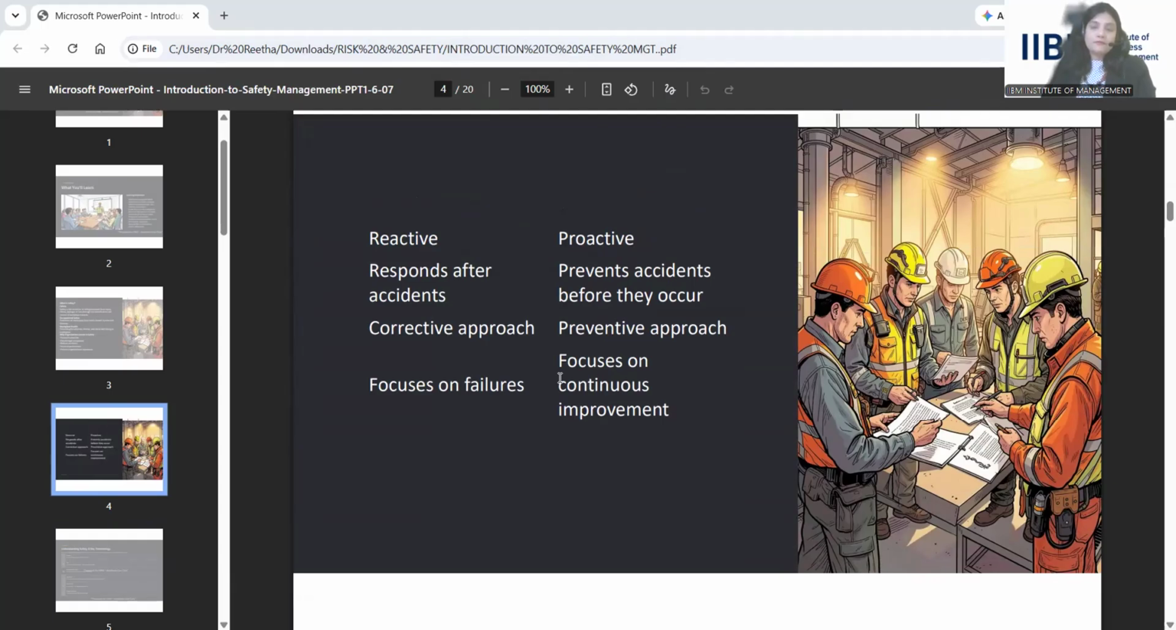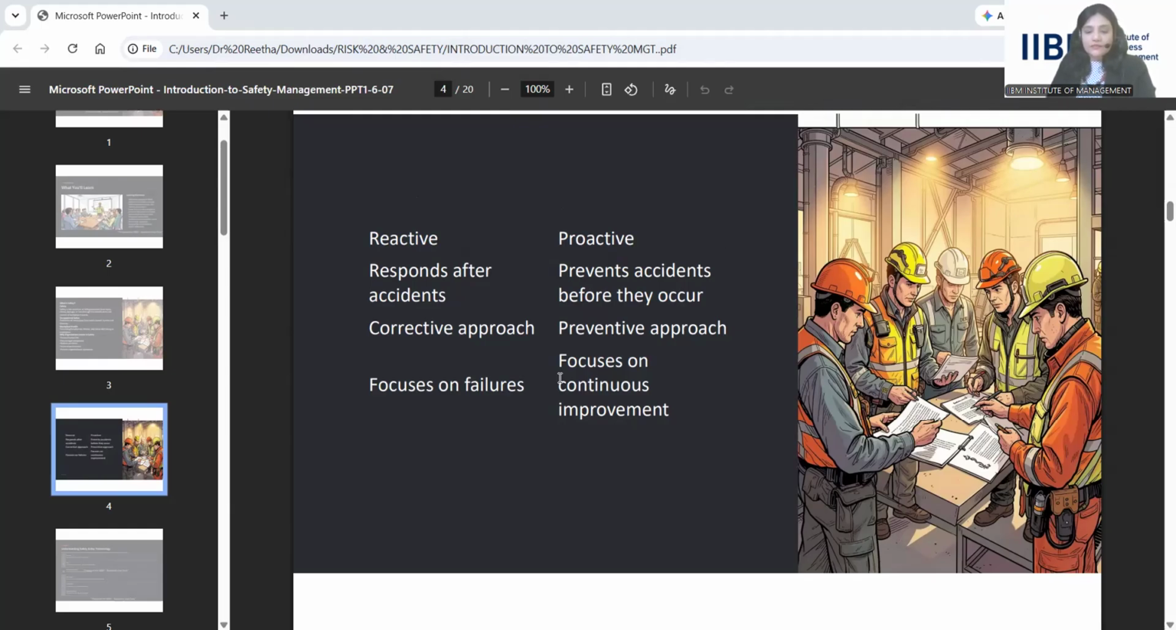So in safety management and risk, we have reactive and proactive approaches, which represent two different ways an organization responds to hazards and risk. The fundamental difference lies in timing. A reactive approach acts after an incident occurs, while a proactive approach acts before the incident can happen.